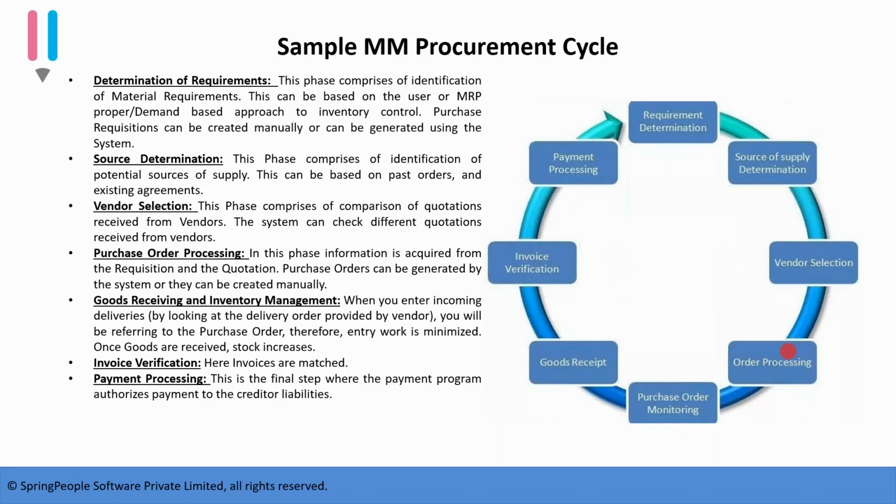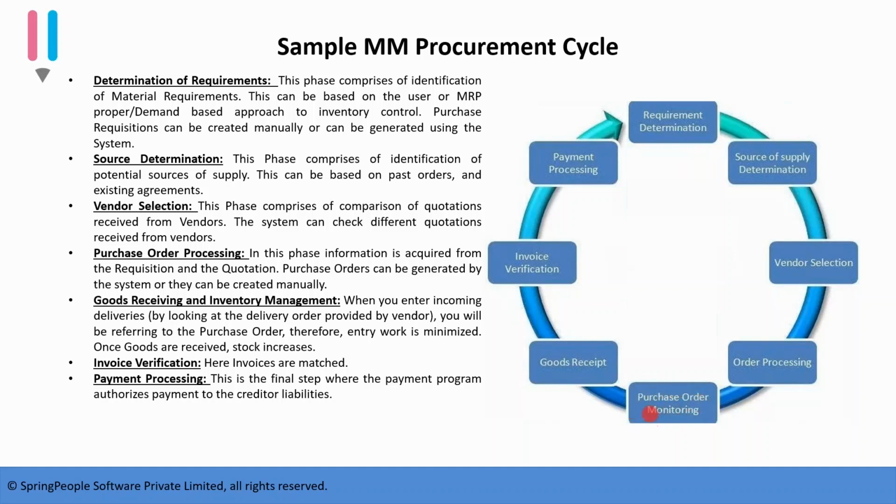That means you or your vendor can approach any legal authority and take legal action based on this purchase order. And then next is your purchase order monitoring, where you will follow up with the vendor. What is the status of the vendor, how many materials you are saying you are supplying, and so on. This is called the purchase order monitoring.